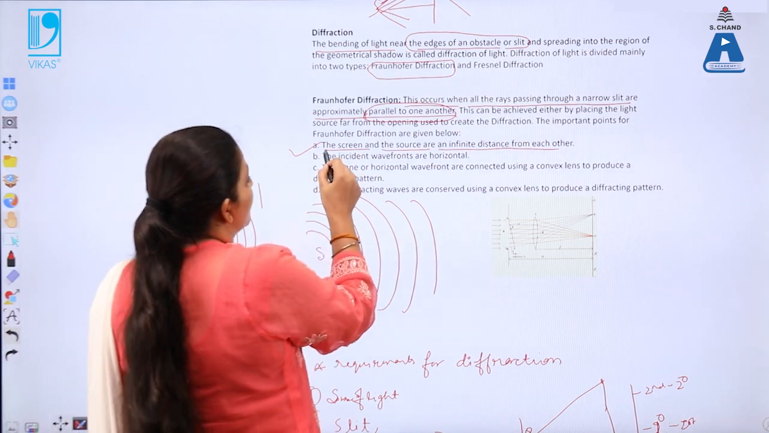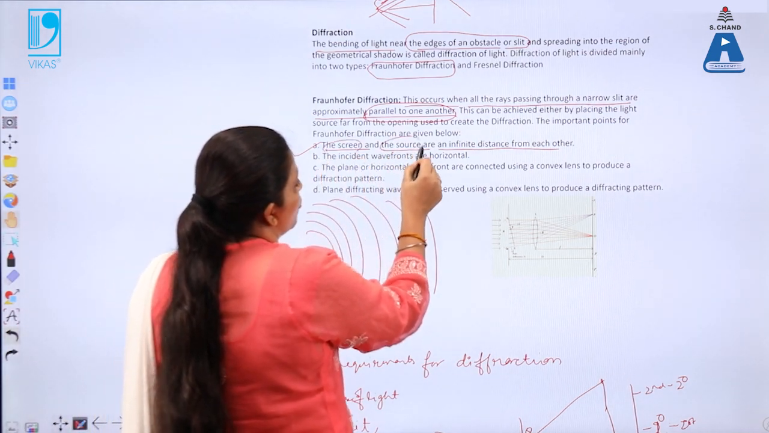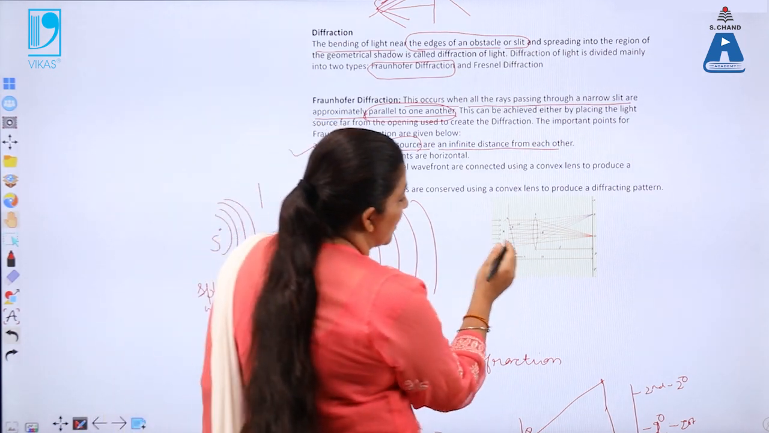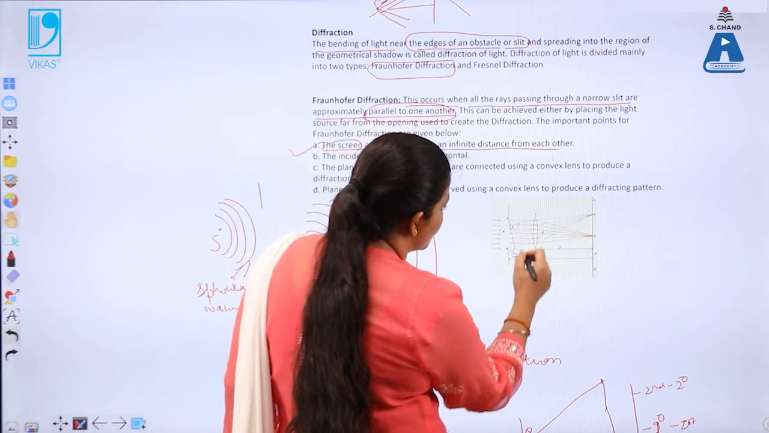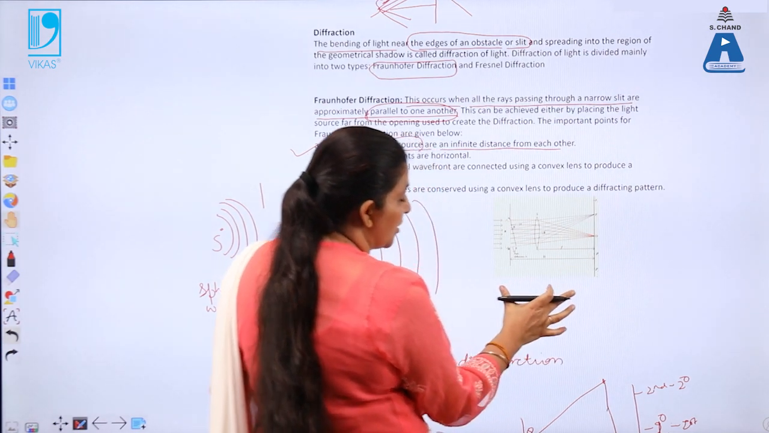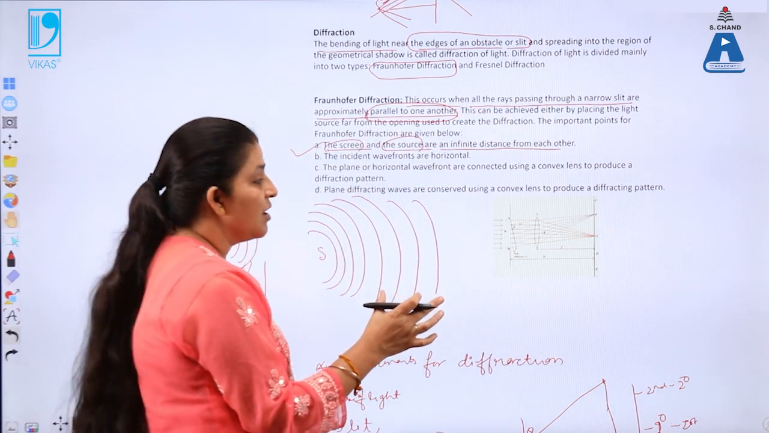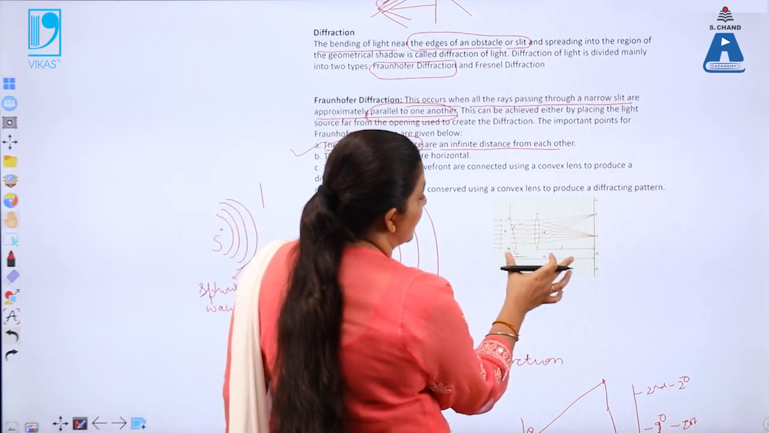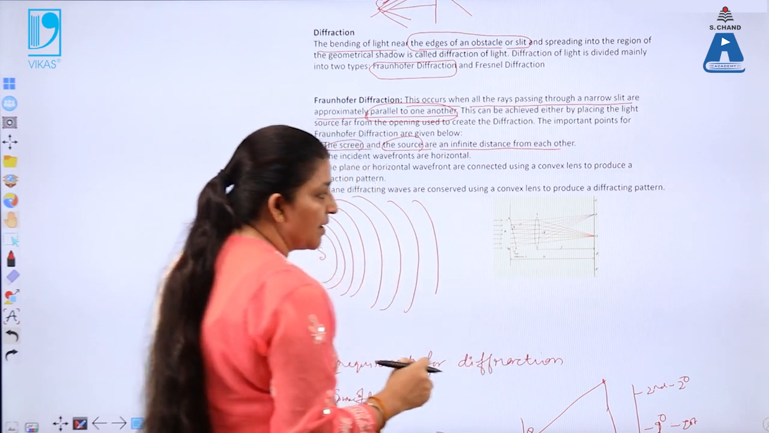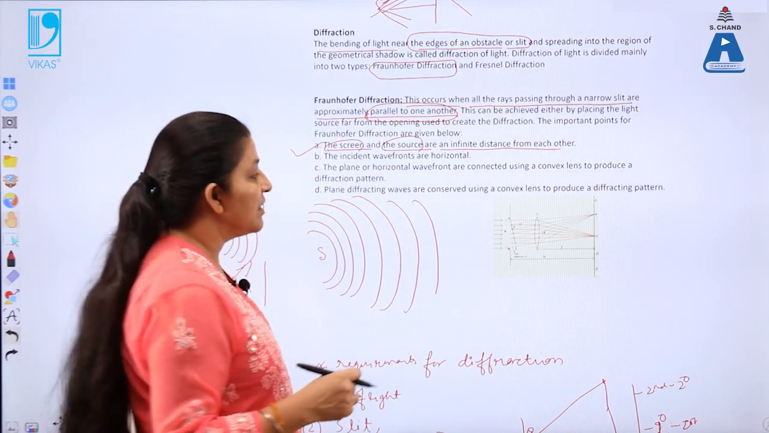So the distance between the screen and the source is taken to be infinite. Now again, if this is the source over here and this is the screen over here, then this distance is also taken as equal to infinity. Again, how can this be done? Then again the parallel wavefronts can be obtained by placing a lens over here.